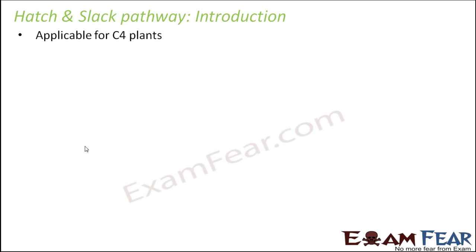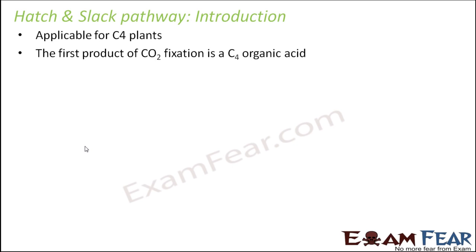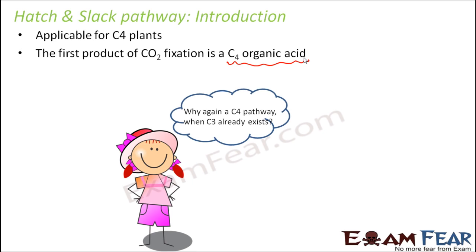Now you might ask, does that mean that C4 plants will perform both the C3 cycle as well as the C4 cycle? Yes, it is somewhat like this. In C4 plants, in a certain portion of the plant, this Hatch and Slack pathway will occur, while in some other portion, the Calvin cycle will take place as it is. You will get to know in more detail as we go ahead. Here the first product of carbon dioxide fixation is a C4 organic acid, and that is why it is called the C4 pathway. So a 4 carbon atom organic acid. And what is that product? That product is oxaloacetic acid.